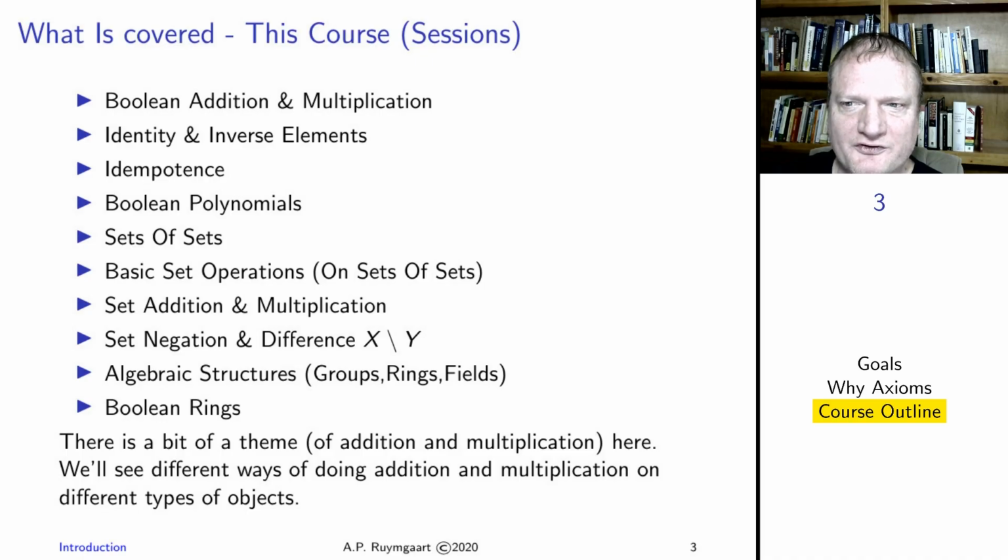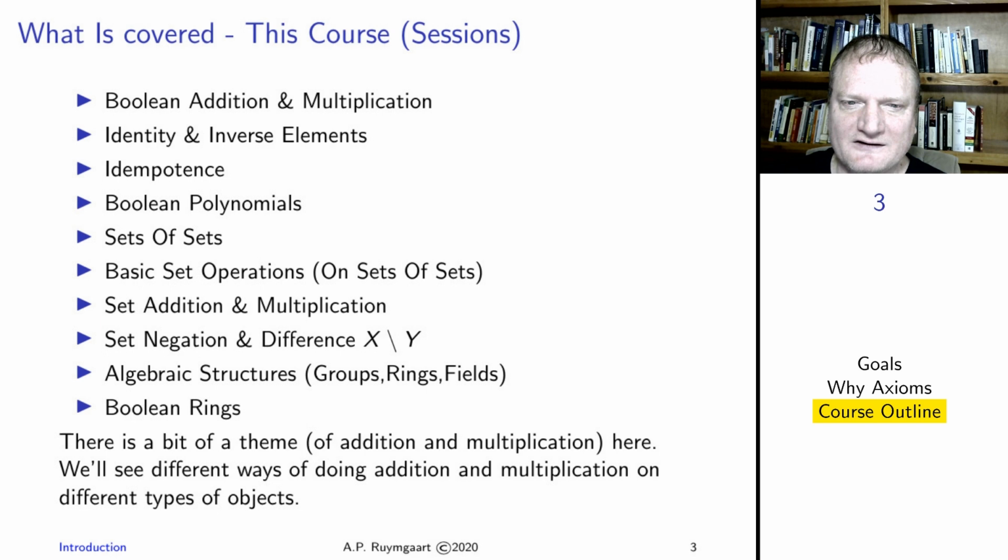So let's quickly look at what's covered in this part of the course. There are 10 sessions followed by a review session. In those 10 sessions we'll cover Boolean addition and multiplication, identity and inverse elements of sets, including additive and multiplicative inverses, idempotence, Boolean polynomials, sets of sets like the power set, and basic set operations on elements of sets. And then we'll see that we can look at that as set addition and multiplication.